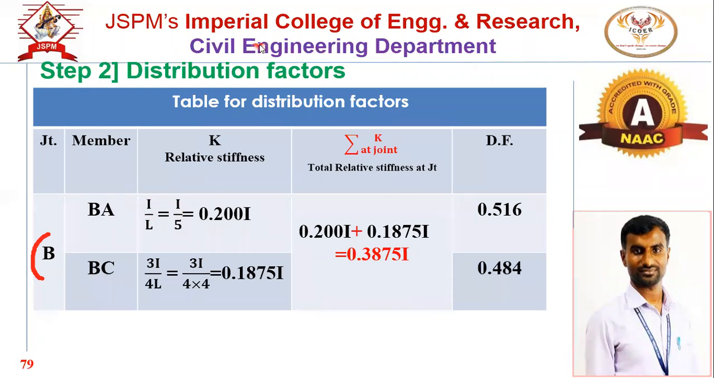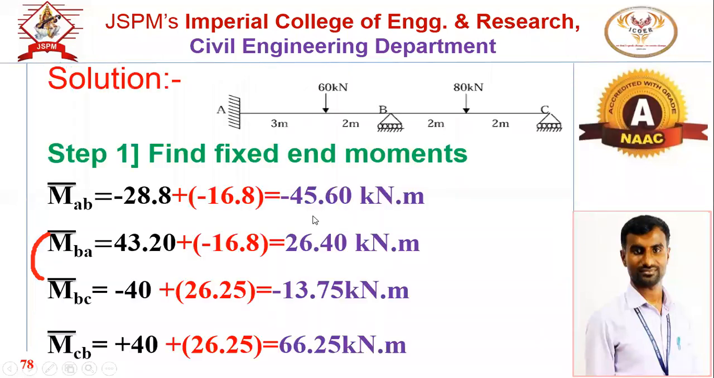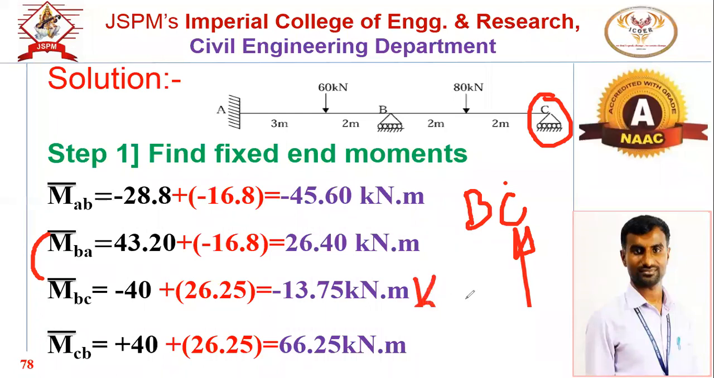Whereas for the BC member, here if you consider the BC member, the C support, the end support, is simple. So that's why the relative stiffness of the BC member is given by 3 by 4 into I by L.